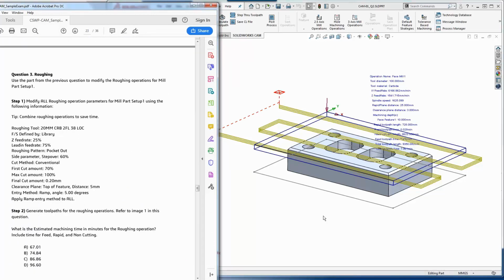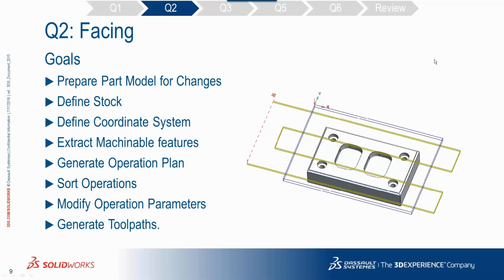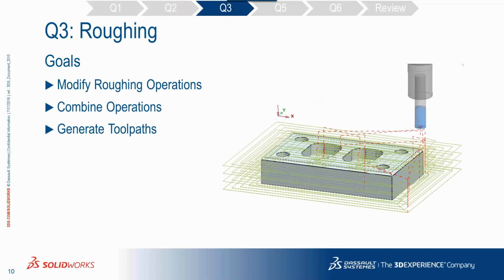All right, next, moving on. Let's get back to our PowerPoint very quick. Question 3, roughing. The goal of this question is we want to modify the roughing operations and then utilize the combine operations command to help us save time, because you notice that we had several different roughing operations. We can actually combine them to save a bit of time. And in the actual exam, if you can save some time, that's really going to benefit you. And then generate the toolpaths.